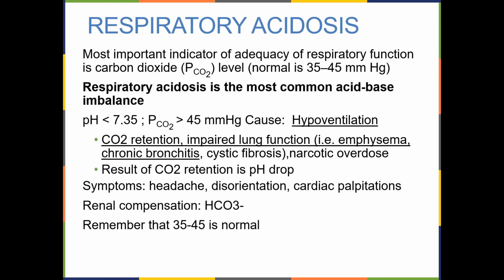So what happens? How do you tell them apart? Well, first of all, respiratory acidosis is the number one acid-base problem. Patients with emphysema, patients with bronchitis, patients with cystic fibrosis, narcotic overdoses that depress the medulla.